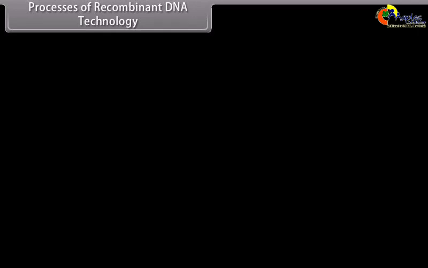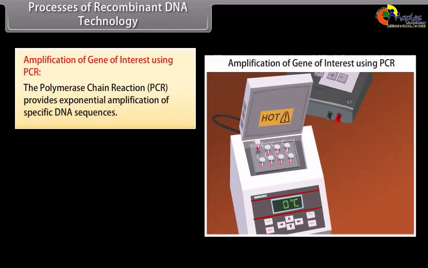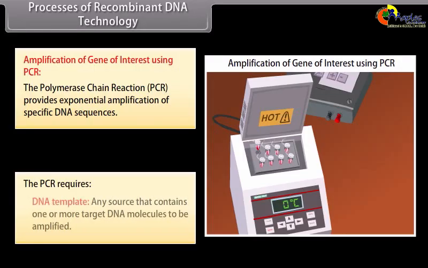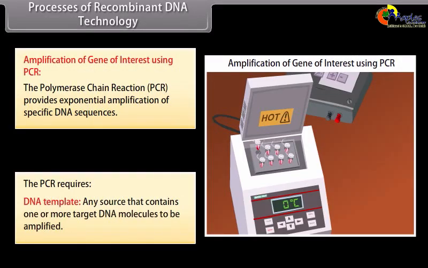Processes of recombinant DNA technology. Amplification of gene of interest using PCR. The polymerase chain reaction, PCR, provides exponential amplification of specific DNA sequences. The PCR requires DNA template. Any source that contains one or more target DNA molecules to be amplified.